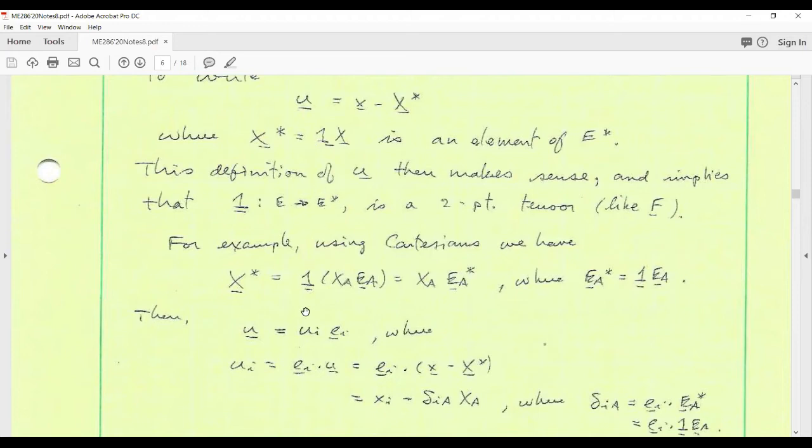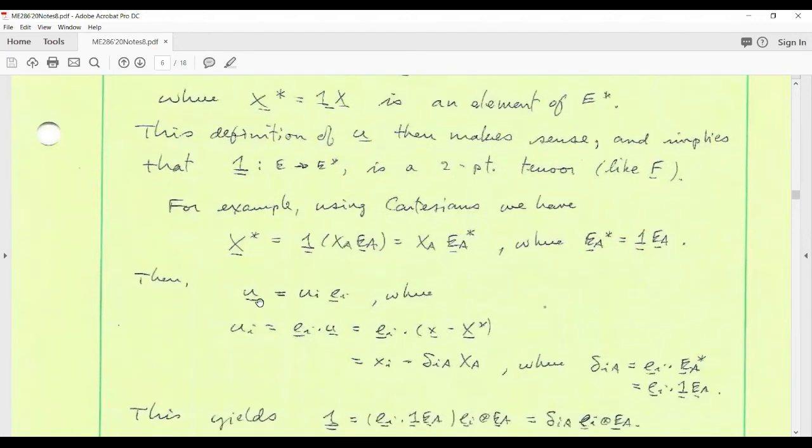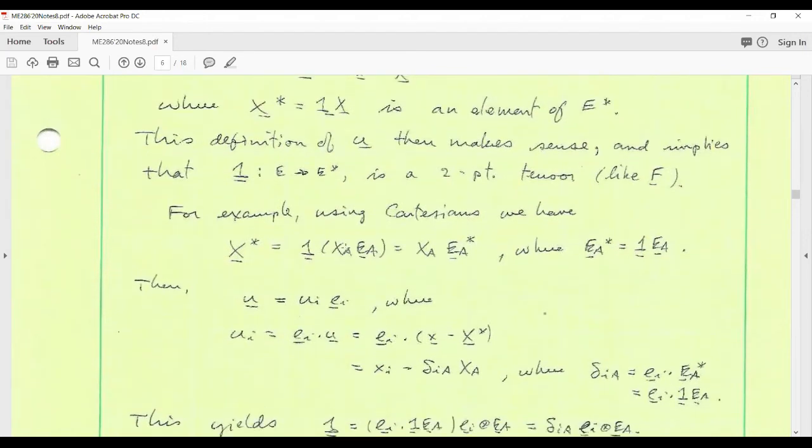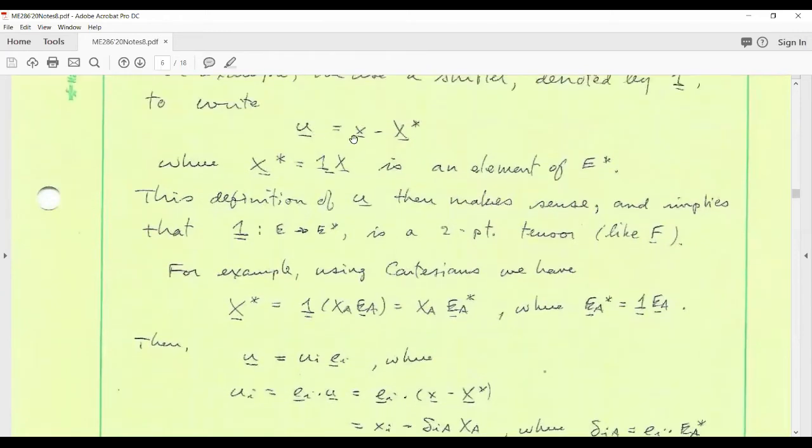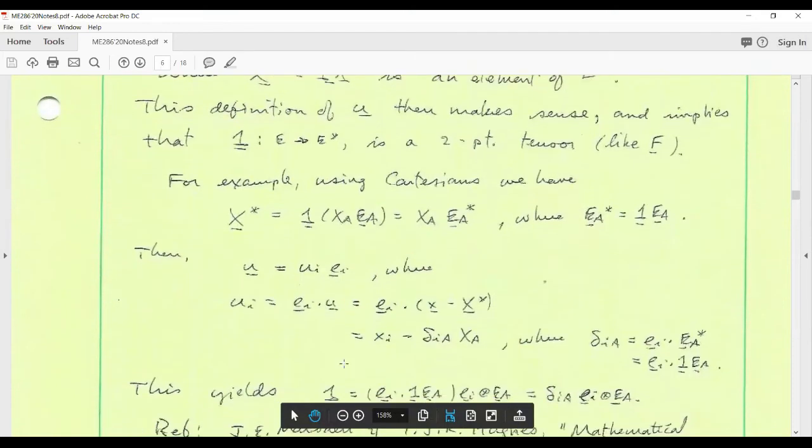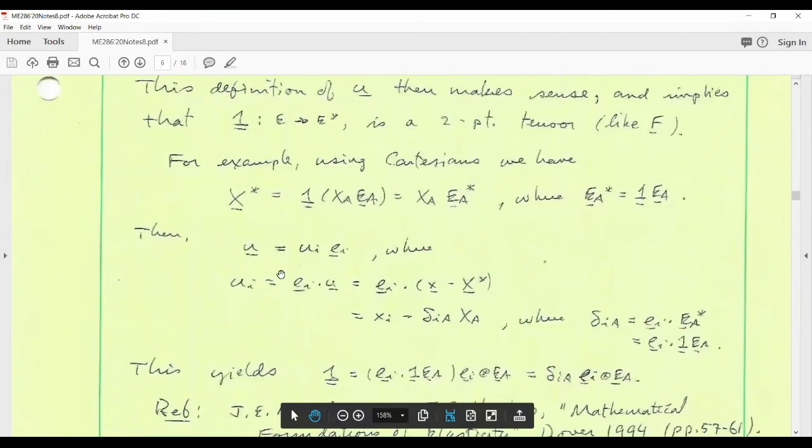Okay, so let's, for example, continue with Cartesians. We can write U. We're now subtracting. The definition of U means we're subtracting elements of E star. And the small ei we introduced as a basis for that vector space E star. So we can write U as a linear combination of the elements of that basis in the usual way. And the UI then will just be the projections of U onto the basis elements. It's EI dot x minus x star. This makes sense because EI and x star are both elements of the same vector space, so we can do the dot product.